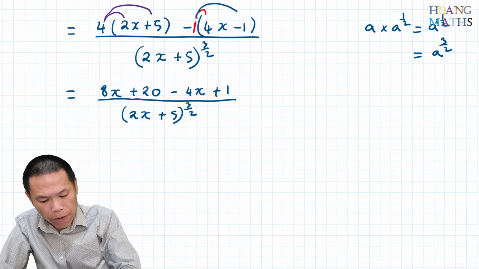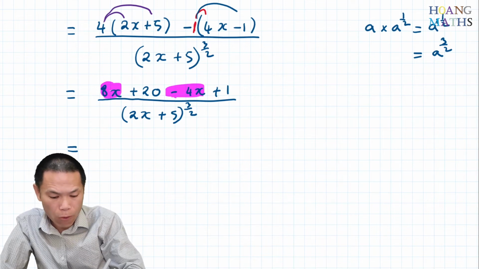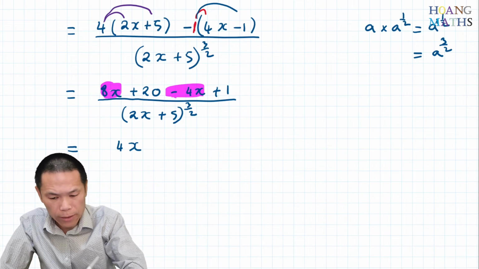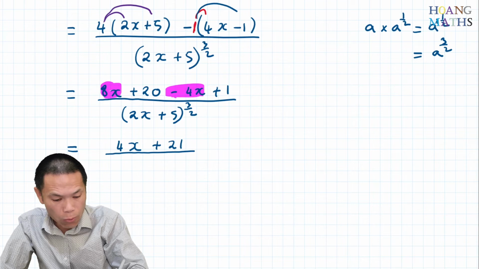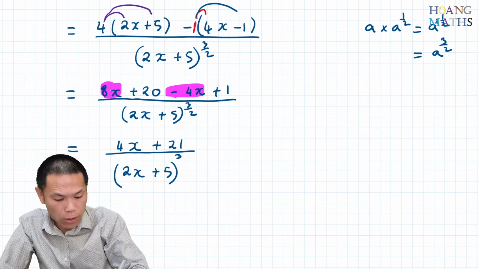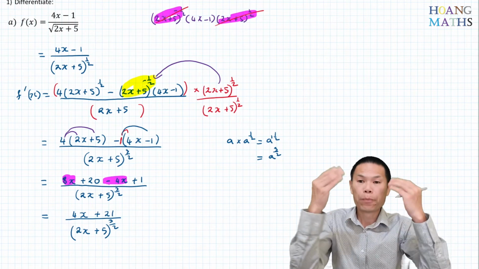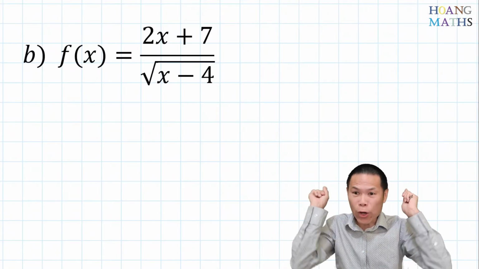So now I just simplify further. So we have 8x and we minus 4x, so that gives me 4x. And then we have 20 plus 1, so 21. Over, so we just write 2x plus 5 power of 3 over 2. There you go. Please pause the video and try this one yourself.